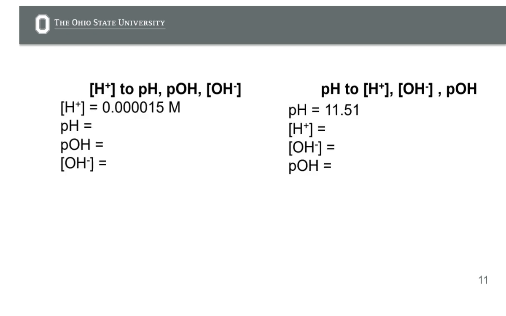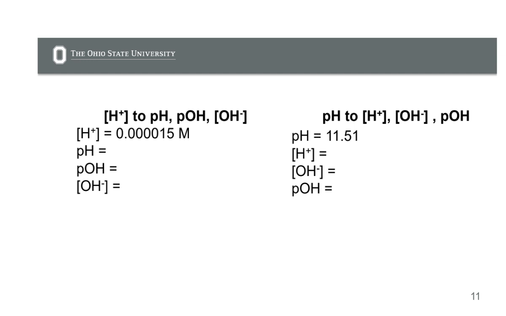I have a blank slide here. Okay, I'm going to give you all a chance to calculate, based on an initial concentration of H plus, the pH, the pOH, the OH minus concentration, and then starting from pH, the other three things. Grab some calculators, work with your neighbor, and give these a whirl.